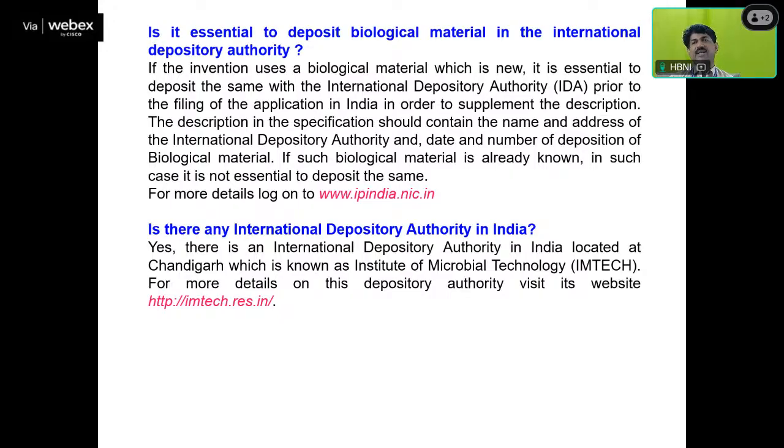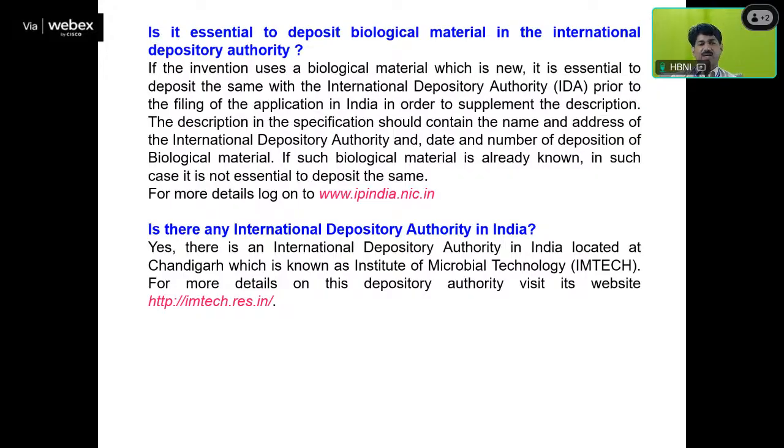So if the biological materials are involved in that particular patent work, it has to be submitted to the IDA. The description in the specification should contain the name and address of the International Depository Authority and date and number of deposition of the biological material. If such biological material is already known, in such case, it is not essential to deposit the same. So if that particular biological material has already been submitted in the IDA, it may not be included.